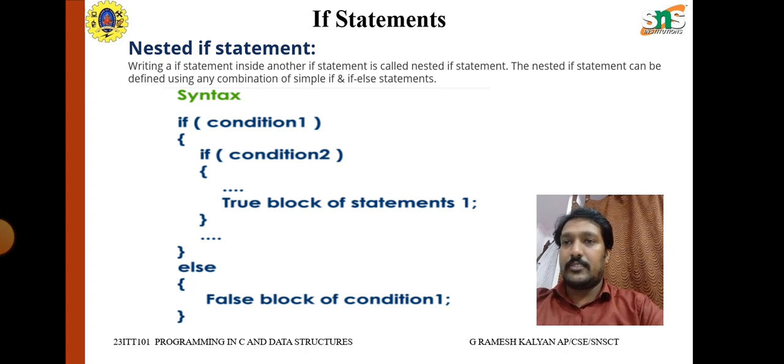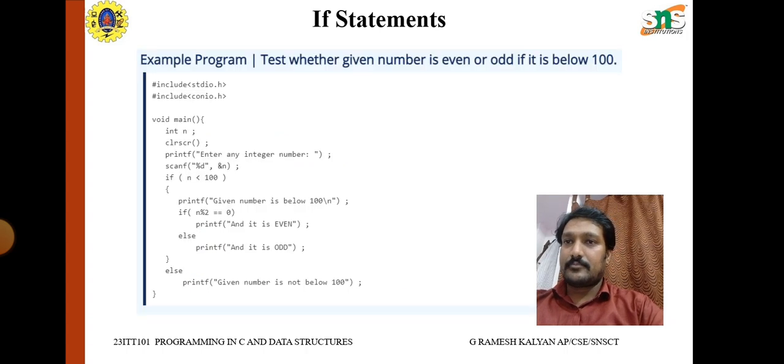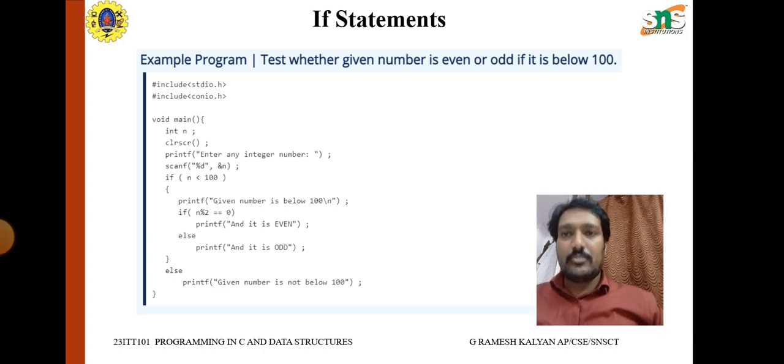So this is the if condition. Inside it we are having another if-else condition, then the else part. An example program given tests whether the given number is even or not, and if it is below 100. So we can find two conditions. First we are finding whether the number is even or odd, and next whether it is below 100. So we are getting a number and printing it as even or odd, then we are saying whether the given number is below 100 or not.